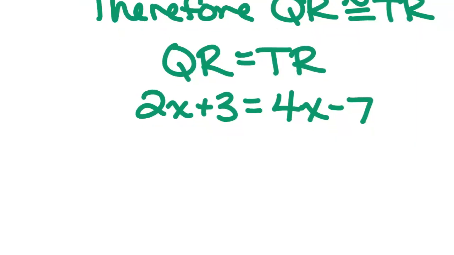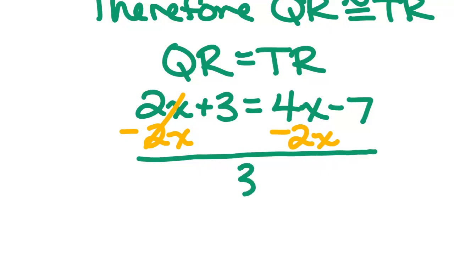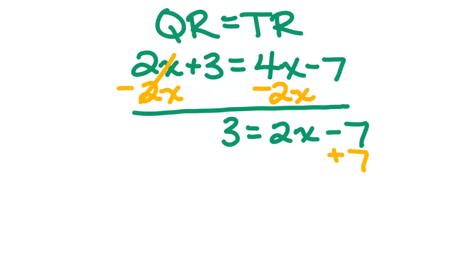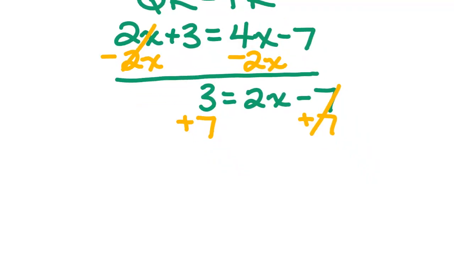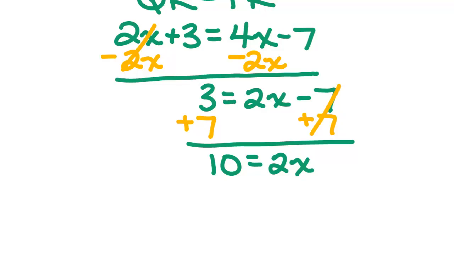So I'm going to get my x's to the same side first. I'm going to minus 2x from both sides. That would give me 3 equals what? 3 equals 2x minus 7. Then we want to make that negative 7 cancel out, so I'm going to have to add 7 to both sides to get my constants over on the left. I get 10 equals 2x. And then we divide both sides by 2. So x is 5.